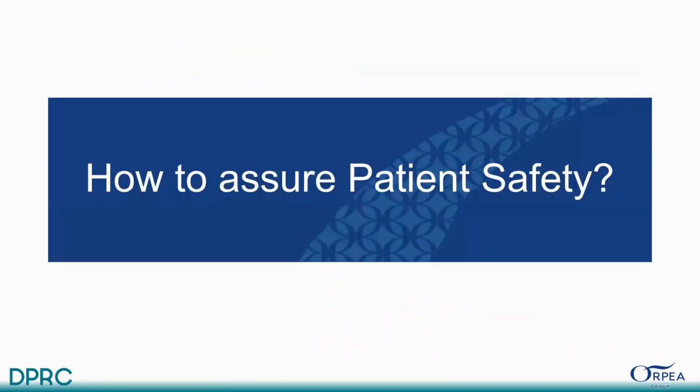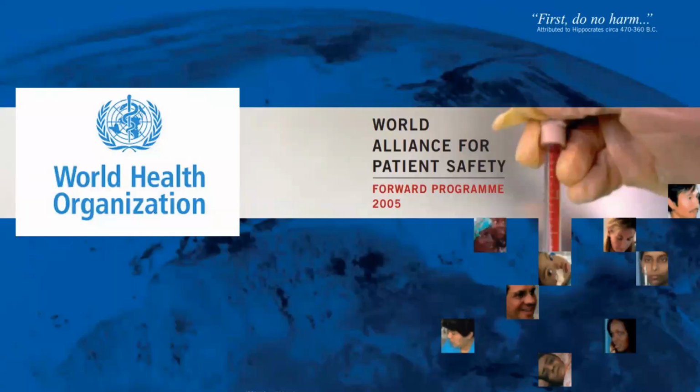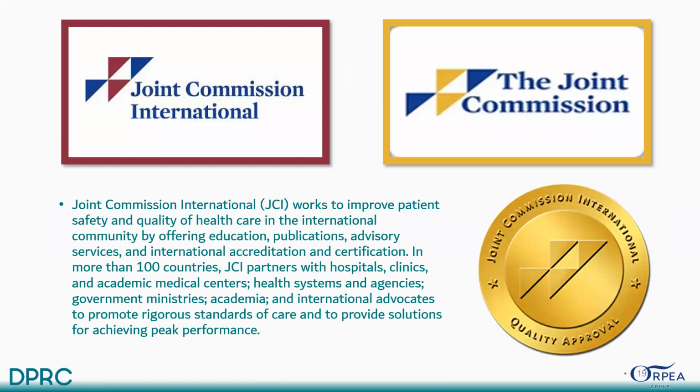How to assure patient safety? According to the World Health Organization, Joint Commission International and the Joint Commission, JCI works to improve patient safety and quality of healthcare in the international community by offering education, publications, advisory services, and international accreditation and certification in more than 100 countries. JCI partners with hospitals, clinics, academic medical centers, healthcare systems and agencies, government ministries, and international advocates to promote rigorous standards of care and to provide solutions for achieving peak performance.